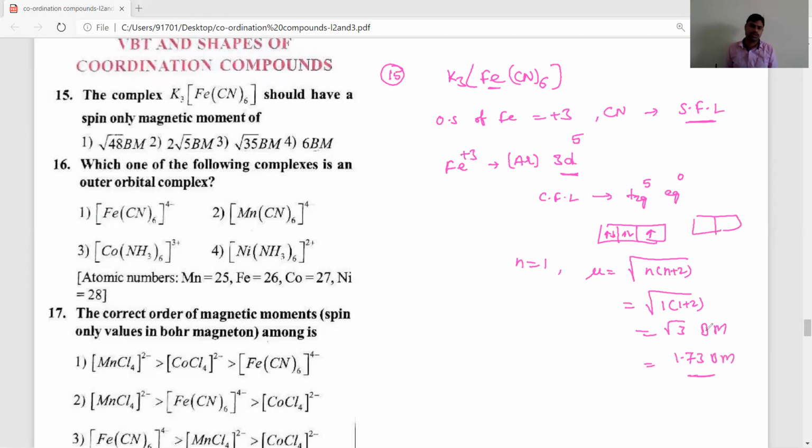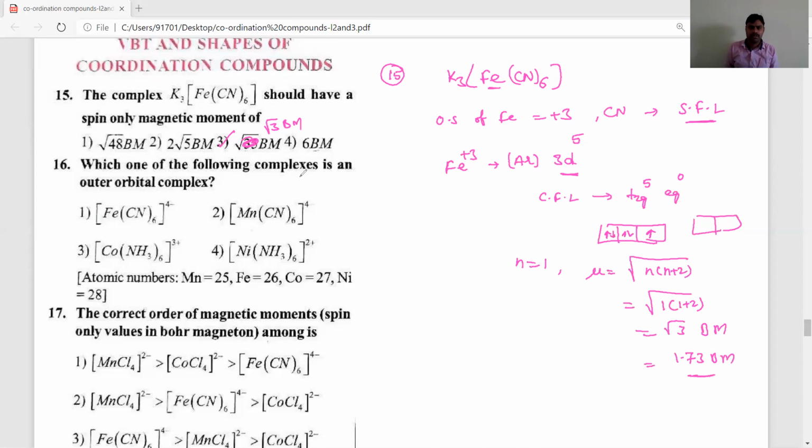In the options, only the root values were given. So here the options are wrong. Students, here actually it is just root 3 Bohr magnetons only. So the correct answer is the third option, root 3 Bohr magnetons. Okay, let's see the 16th question.